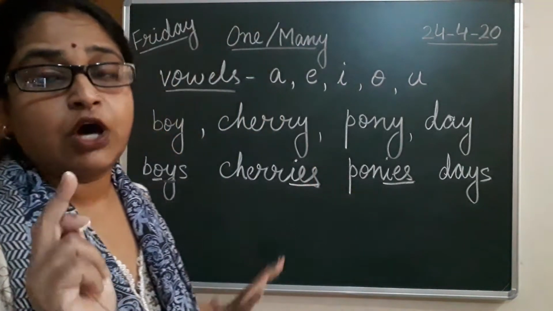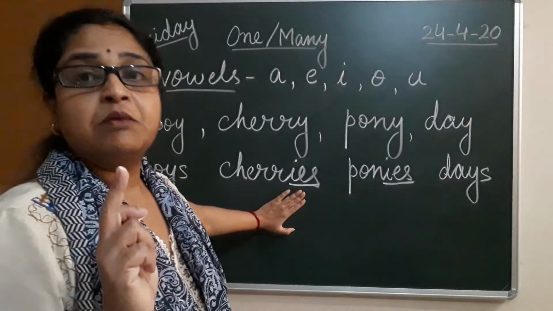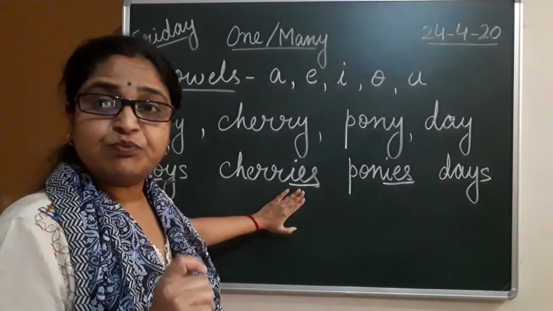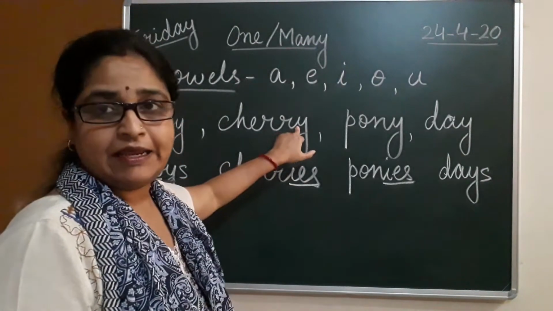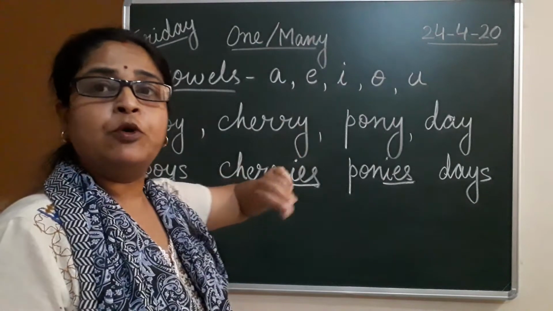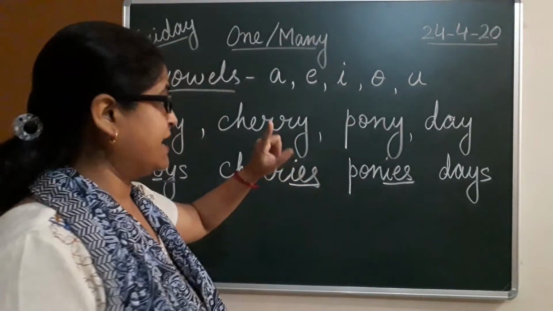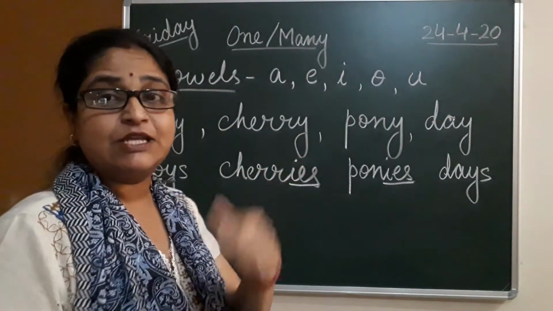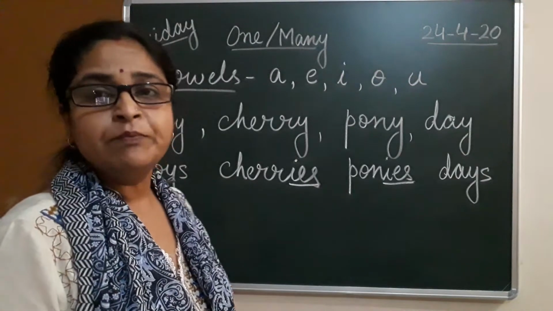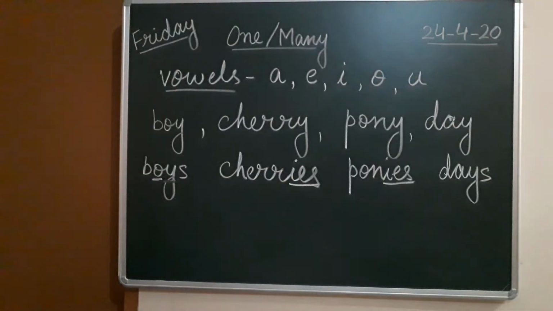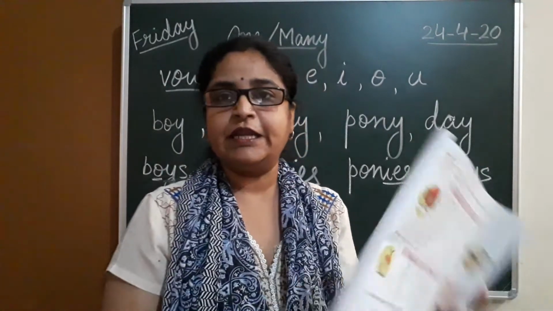And IES, always remember children, IES is put to make the words plural only when the word is ending with Y. Okay, you cannot put IES anywhere else to make the words plural. So, here also there is a rule, as I told you, for when you will put IES. Understood?